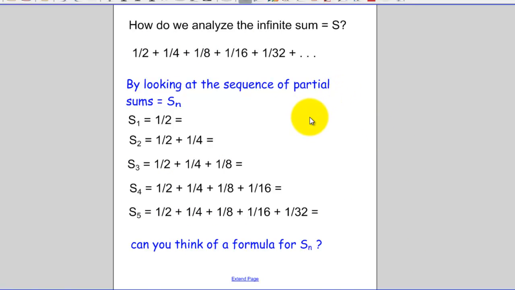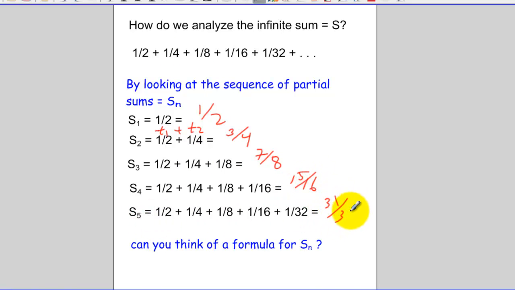So how do we analyze this infinite sum, a half plus a fourth plus an eighth plus a 16th plus a 32nd? Well, let's take a look here. We look at the problem as a sequence of partial sums S sub n. That is, our first partial sum is just 1/2, the first term of the series. But S sub 2 is T sub 1 plus T sub 2, the sum of the first two terms of the series, and you get 3/4. S sub 3 ends up being 7/8. S sub 4 is 15/16. And S sub 5 is 31/32.